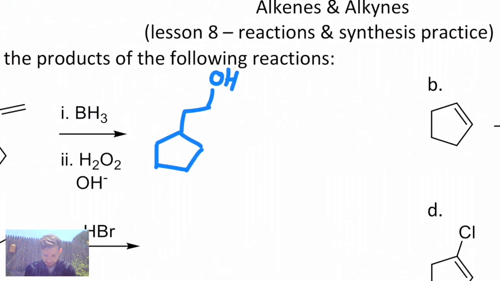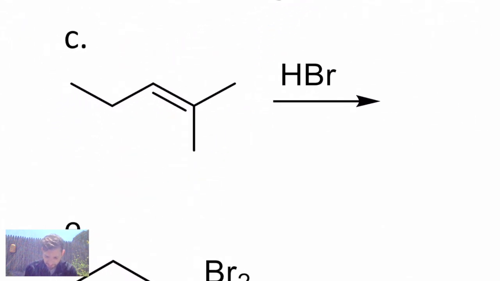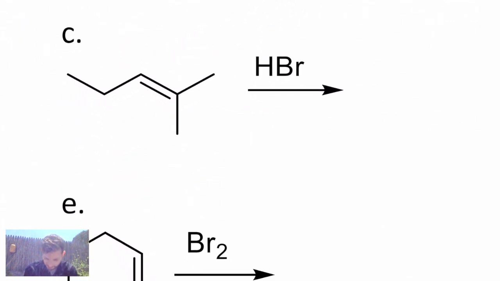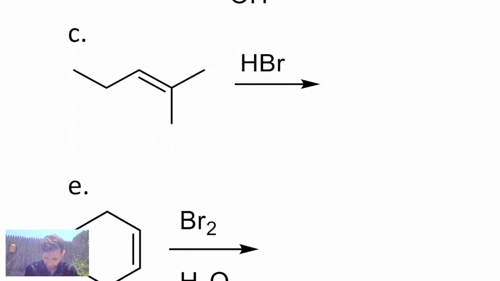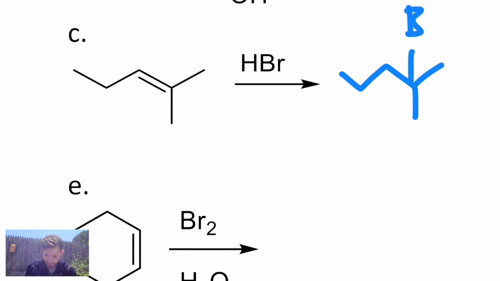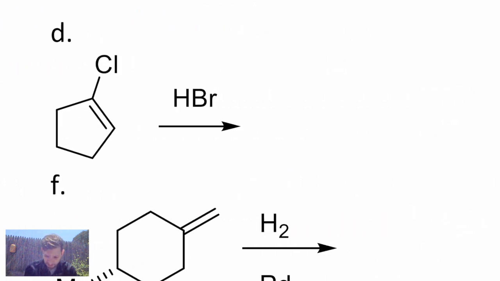On to C. This is addition of HBr. This is a Markovnikov reaction, so I'm going to get H on the less substituted and a bromine on the more substituted carbon. So we get a bromine there. This is achiral, no stereochemistry to worry about. Next, another HBr addition. Interestingly, this is also going to go Markovnikov. We get H on the less substituted, bromine on the more substituted.